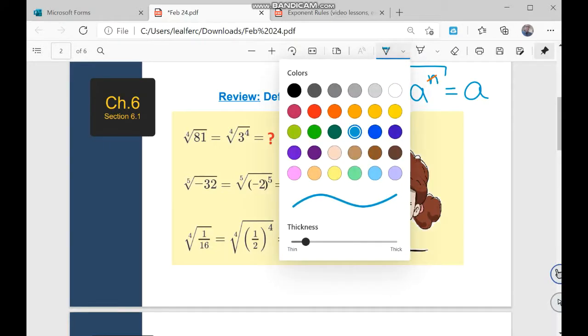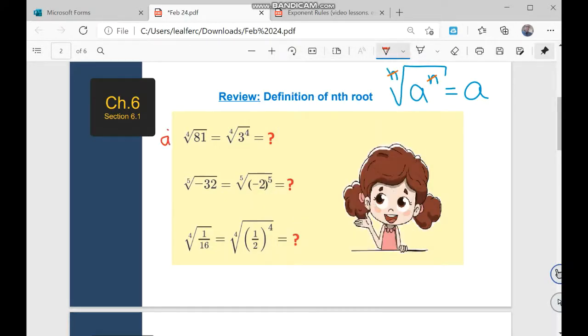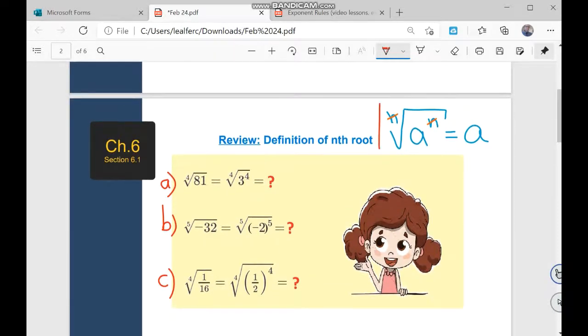Send me a message answering letter A, letter B, and letter C. You can choose one of the problems, or you can solve and send the answer for all of the problems. All you have to do is apply the definition of nth root, this definition here on the top.